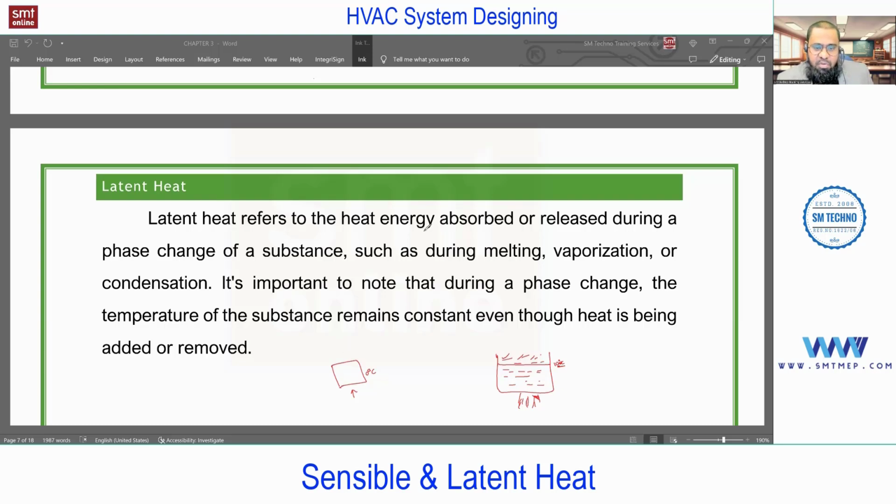Latent heat refers to the heat energy absorbed or released during a phase change of a substance, such as melting, vaporizing, or condensation. Sorry, my mistake: vaporizing means liquid to vapor, and condensation means vapor to liquid, the reverse. So it is important to note that during a phase change, the temperature of the substance remains constant, even though heat is added or removed. Okay, so this is very important, and this concept will also be used in the vapor compression cycle.